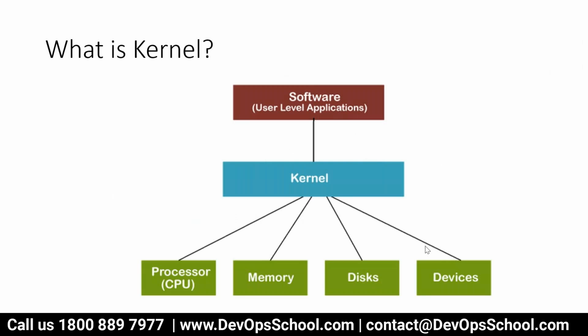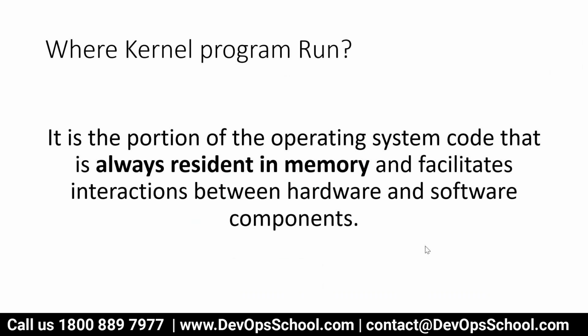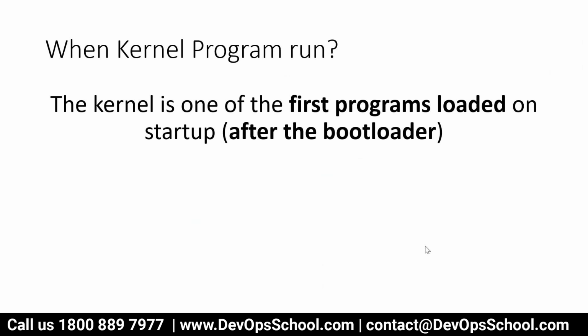Why do we need it? For interaction purposes. Now, where does the kernel program run? The code you never see directly, just like when you log into an operating system, but it keeps running in your memory. It is a portion of the operating system code that is always resident in memory. That means when you install an operating system, each operating system has a kernel. It is resident in memory and facilitates interaction between hardware and software components. So that is what we understood.